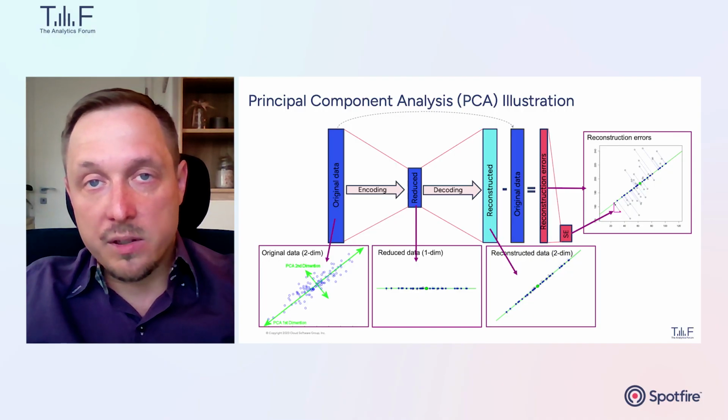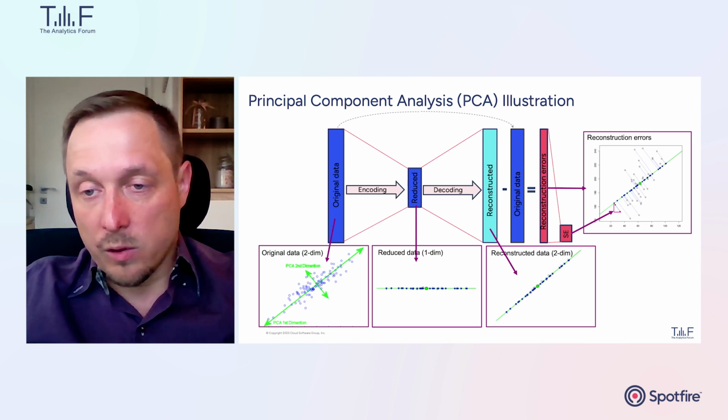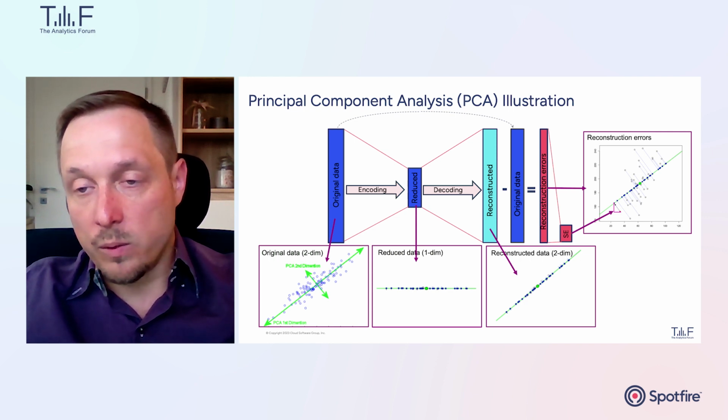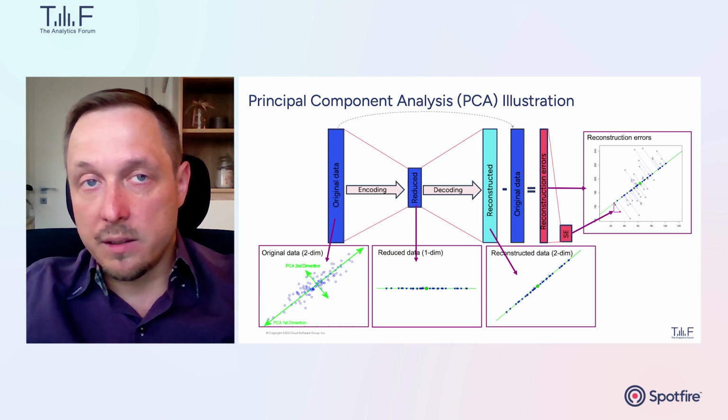This is the right picture. This is some simplification, or a model reducing noise, right? And on the very right graph, we can see how the reconstruction errors are calculated.